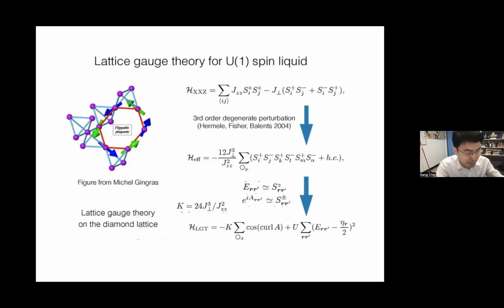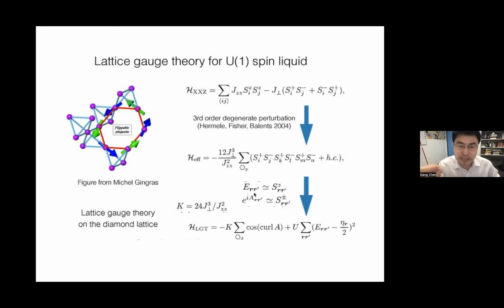Now let me switch back to U1 spin liquids from pyrochlore. So in this pyrochlore, the representative model is the XXZ model, and you can add some other further neighbor perturbation. It doesn't really make much difference. So if you do perturbation theory, you get a ring exchange, and it turns out that the Z component of the spin is identified as the emergent electric field that connects the centers of neighboring tetrahedrons. And the transverse component is identified as the weak gauge potential.